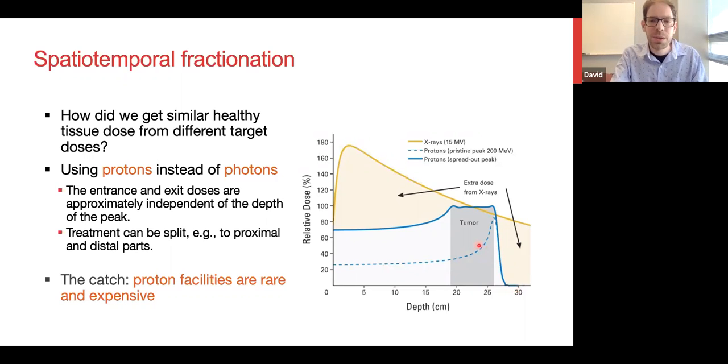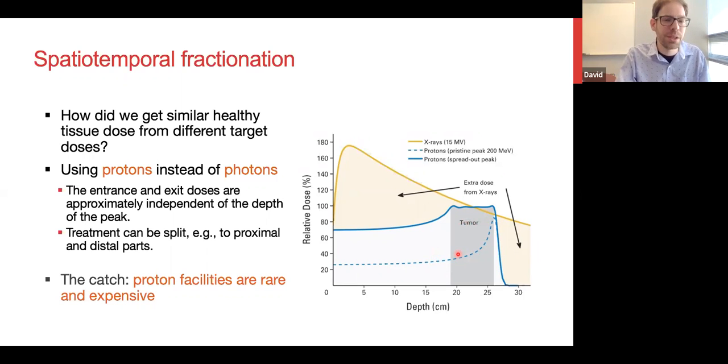Why is this useful? Because now you can, I think, imagine how we could do something like, for some of the fractions, irradiate maybe just the distal parts of the tumor, and in some fractions only irradiate the proximal part of the tumor. The entrance dose is about the same, and the exit dose is about the same because it's zero. So we have very similar doses outside the target, but much more dissimilar doses inside the target.